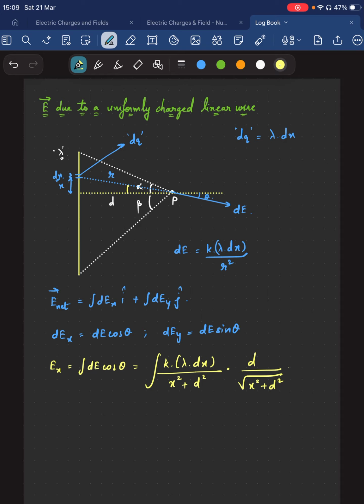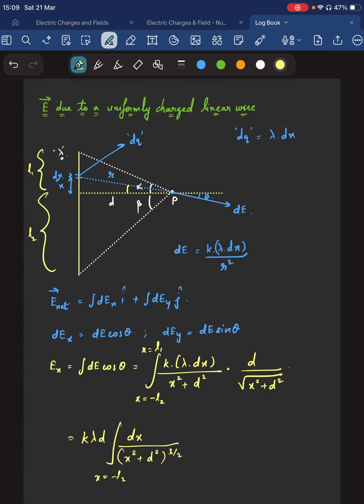So let me define this length to be L1. Let me define this length to be L2. So limits of integration will be from x is equal to minus L2 to x is equal to plus L1, right? So now solving the integration. So taking all the constants outside, k, lambda, d are all constants. What we're left with over here is integral of dx divided by x squared plus d squared whole power 3 by 2, with x is equal to minus L2 to x is equal to plus L1, right?